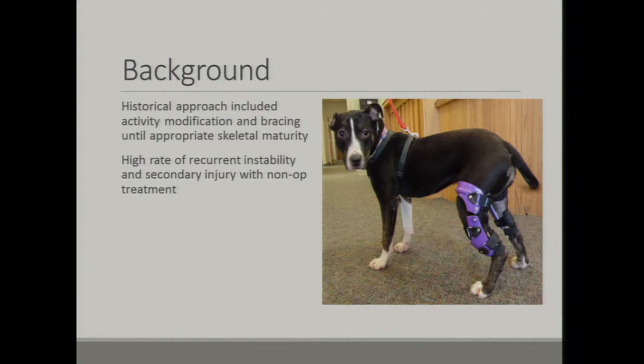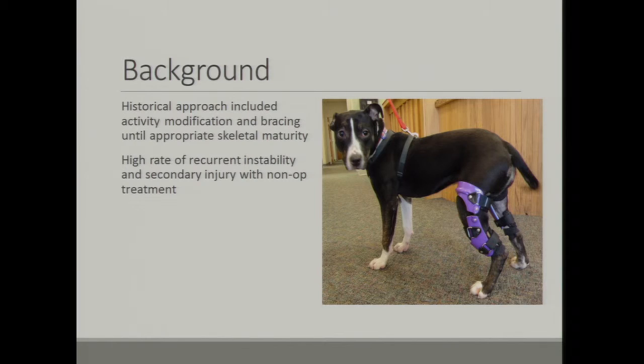So historically, this was before my time and before my training, I think some people were hesitant to surgically stabilize a kid with an ACL injury. And we often talked about bracing, activity modification, waiting till closer to skeletal maturity before doing surgery, with the concern of injuring the growth plate.